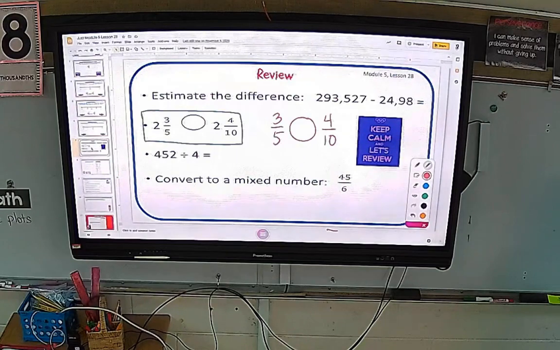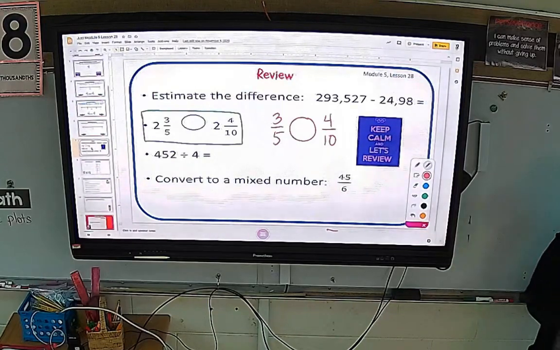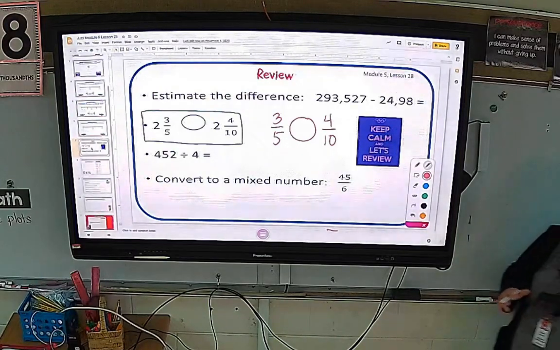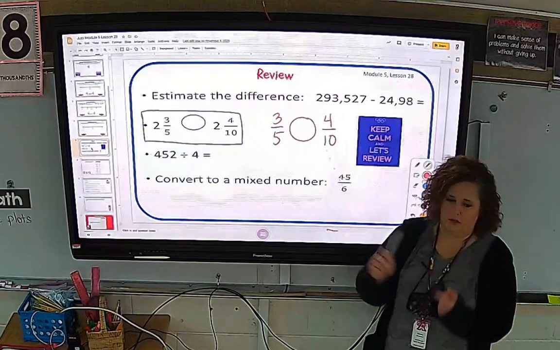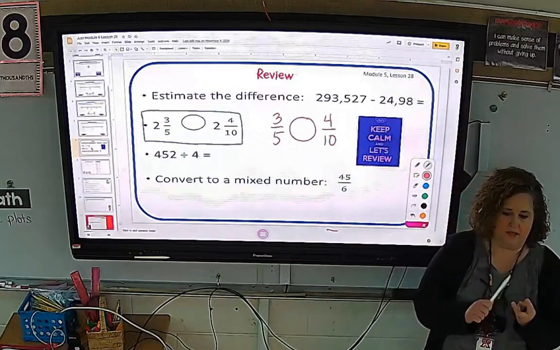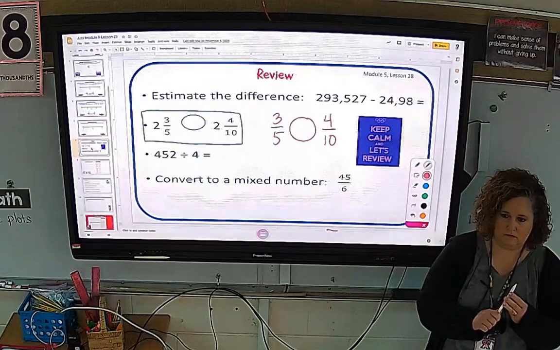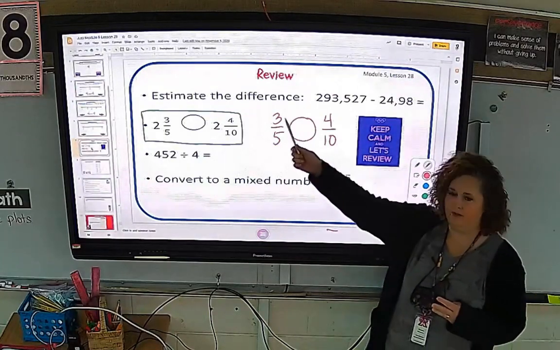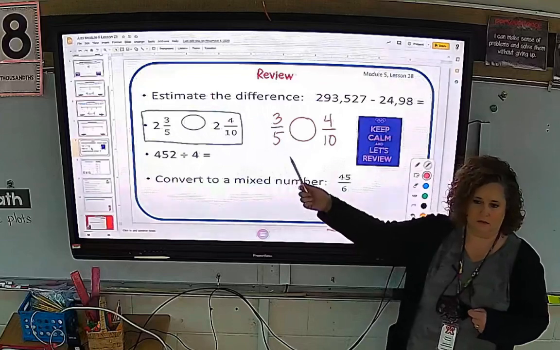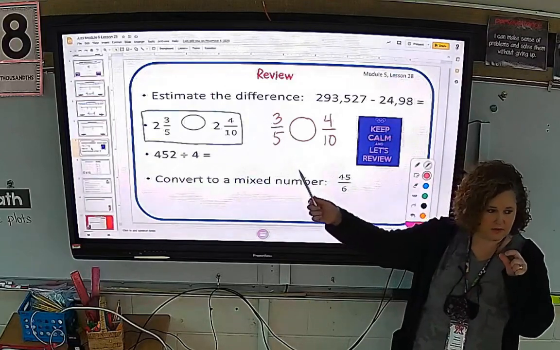If you left the whole number there, you would have needed to change it into an improper fraction with MAD. Did anybody do that? And that was fine if you wanted to do that. Okay. So, heart method, seal it and hide it. Who did something else? What'd you do? Okay. What do you know about 3/5? A little bit bigger than 1/2.